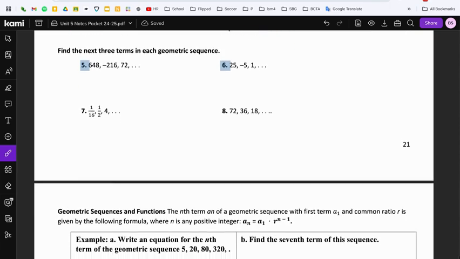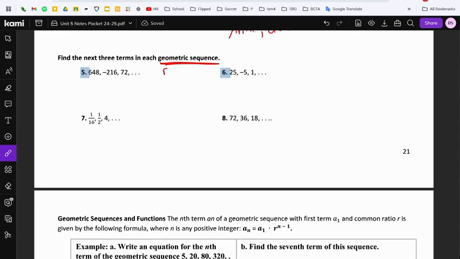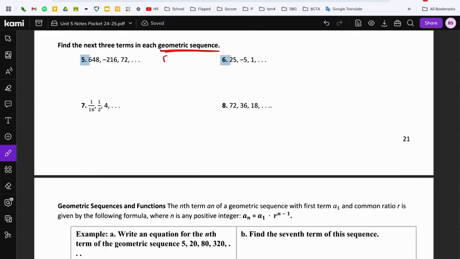If we're being told in the next section that we have a geometric sequence, this tells us for a fact these are geometric. That means I have to find my R value, my common ratio. Again, to do that, I can take any term and divide it by the term before, because it's multiplication going from negative 648 to negative 216. So then it would be division to go backwards from negative 216 to 648, right?